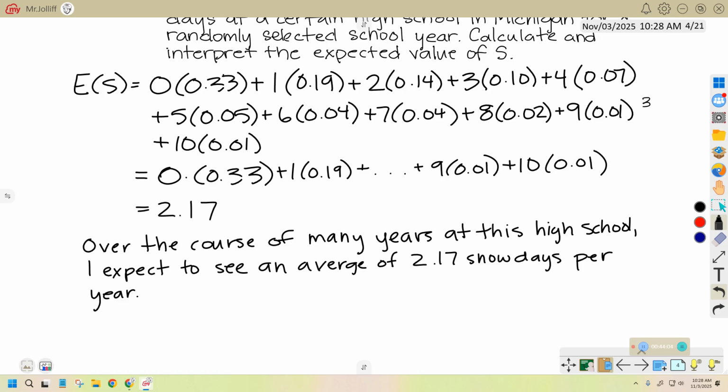When you are interpreting an expected value or mean for a probability distribution, it is important that you indicate it is a long-term average over many years, over repeated trials. I need to indicate this is an average over a long repetition of the thing.